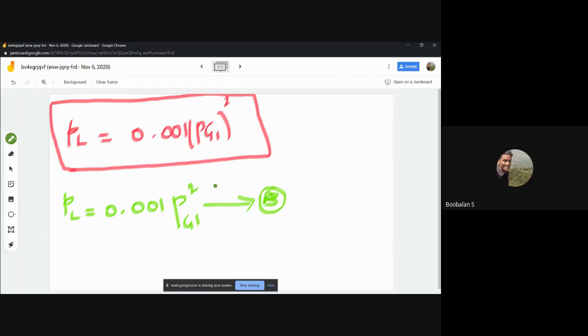Why is there PG1 and why does PG2 not come? Because there is no chance of transmission loss at PG2, because this load is nearly connected to that location, right? That's why PG2 is not coming over here. You could easily understand it here itself. The mathematical representation also you could easily understand, right? And now it's time to calculate the remaining things.